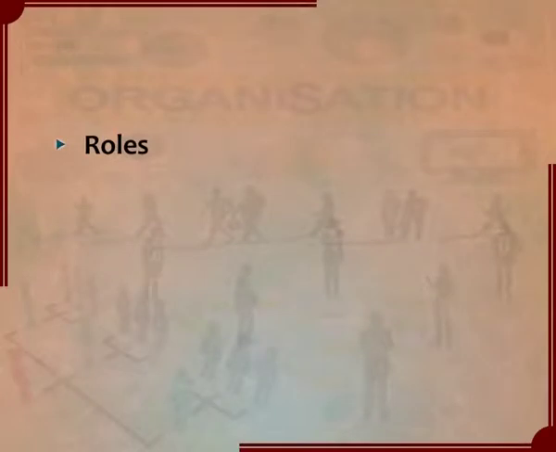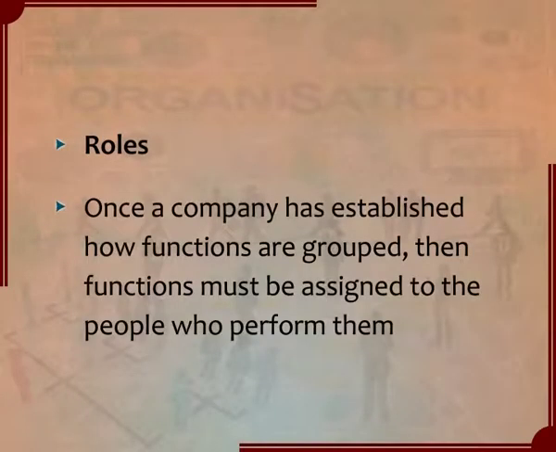There are many ways to organize, but the commonality is grouping functions to ensure they are overseen and performed. Roles. Once a company has established how functions are grouped, then functions must be assigned to the people who perform them. Most organizations create roles to perform these functions. Positions with job descriptions help workers know the scope, function and limits of their roles and for what task and outcomes they will be held responsible.